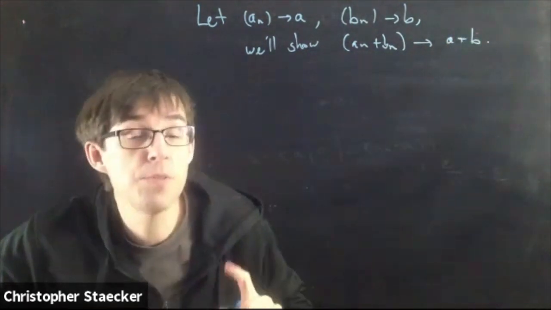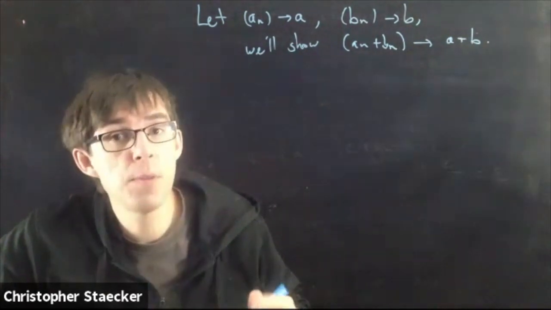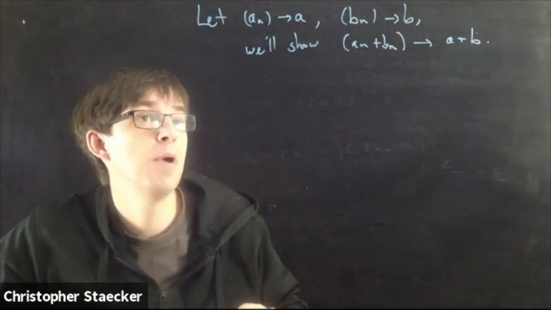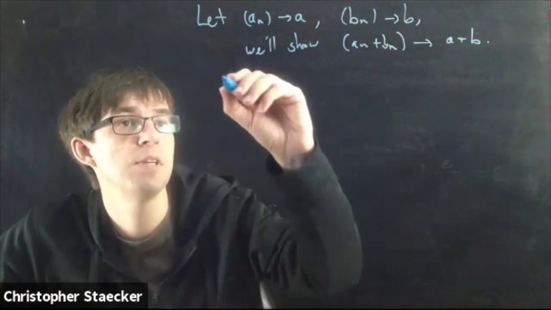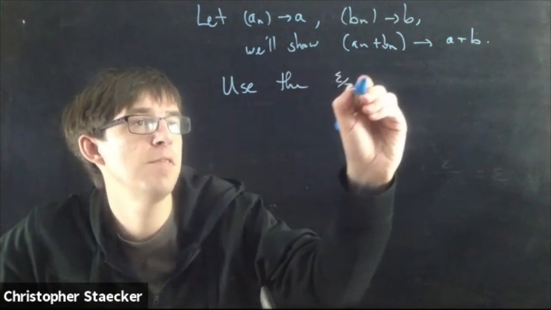This one is going to use a different kind of trick, which is another trick that we're going to be using fairly often when we're doing these kinds of epsilon proofs. I'll just tell you right now, use the epsilon over 2 trick.